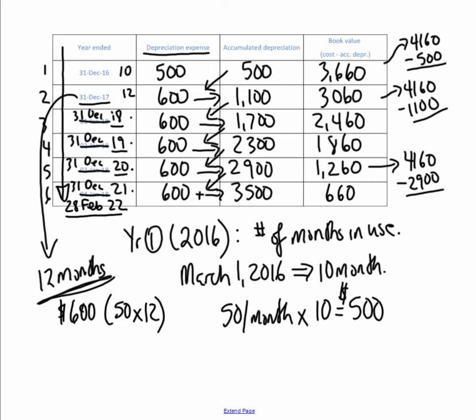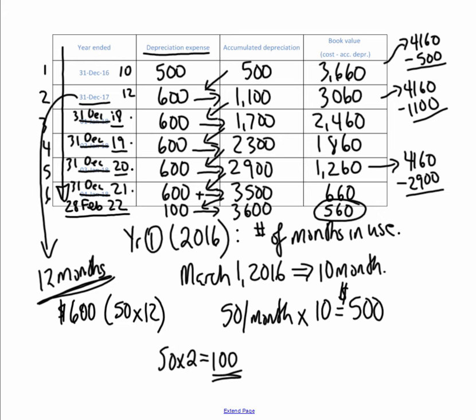So at the end of February 2022, I've got 2 months of use in that period. So let's calculate 2 months of use, $50 times two. So in that year, it's simply going to be $100 of depreciation expense, $100. This accumulated depreciation is $3,600. And the book value, $560. Everybody remember where that $560 comes from?